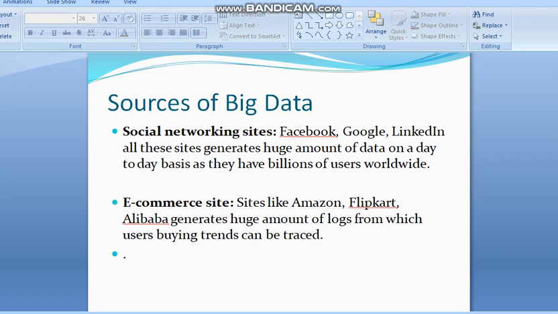Then sources of big data: social media sites. Previously I said Facebook, Google, LinkedIn, Insta. All these sites generate a huge amount of data on a day-to-day basis as they have billions of users worldwide. Today, billions of users are using them.